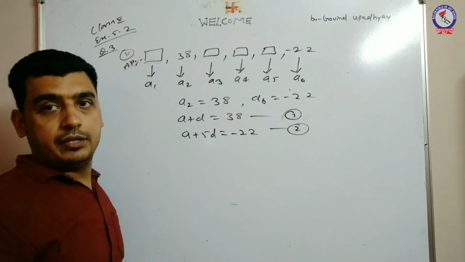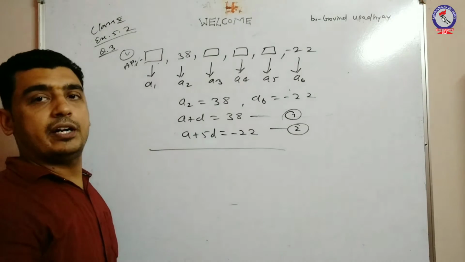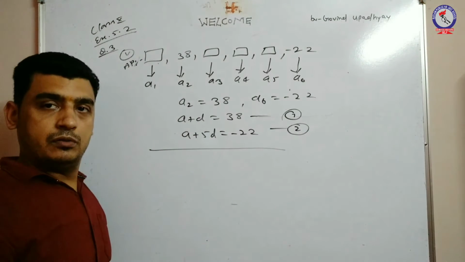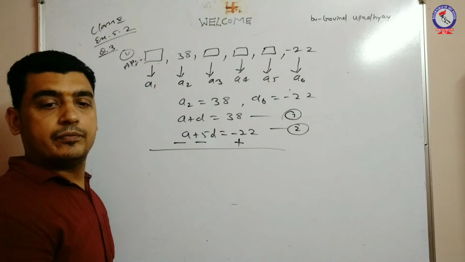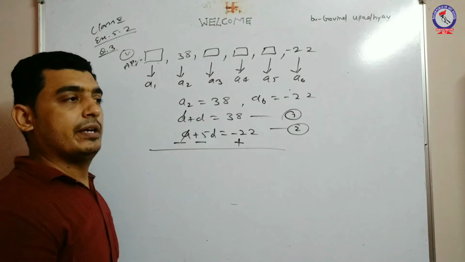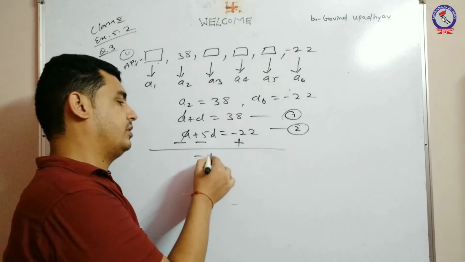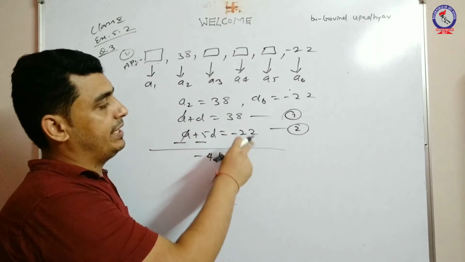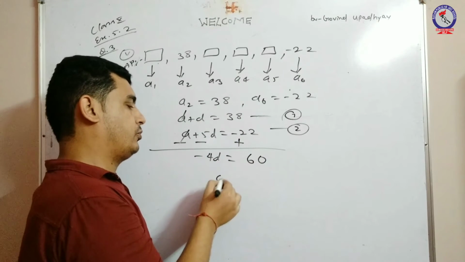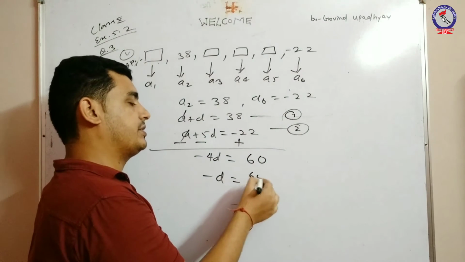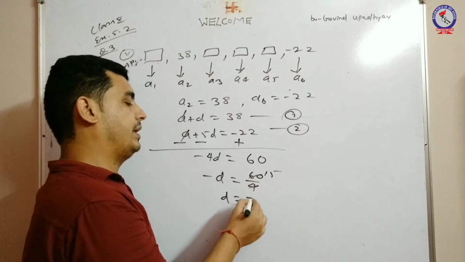Now we can solve these equations by using the elimination method. Always use the elimination method for this kind of equation because A and A will always cancel. Minus and minus and minus, so it will be plus here. Minus A and plus A cancel out, and D and minus 5D will be minus 4D. 38 plus 22 is 60. So D is equal to 60 by 4, that is 15, and D will be minus 15 here.